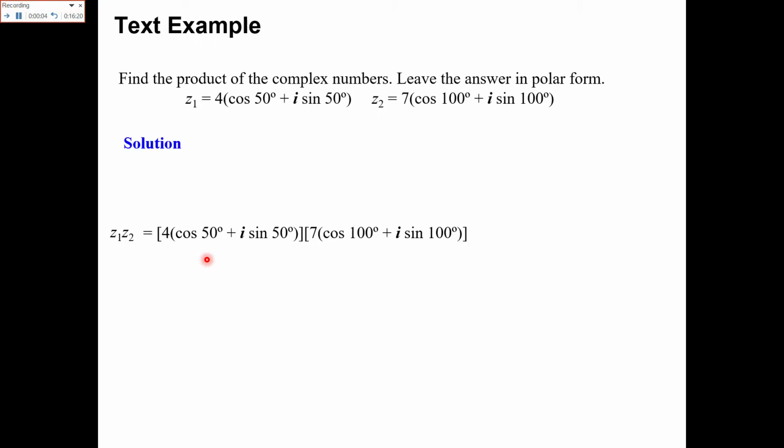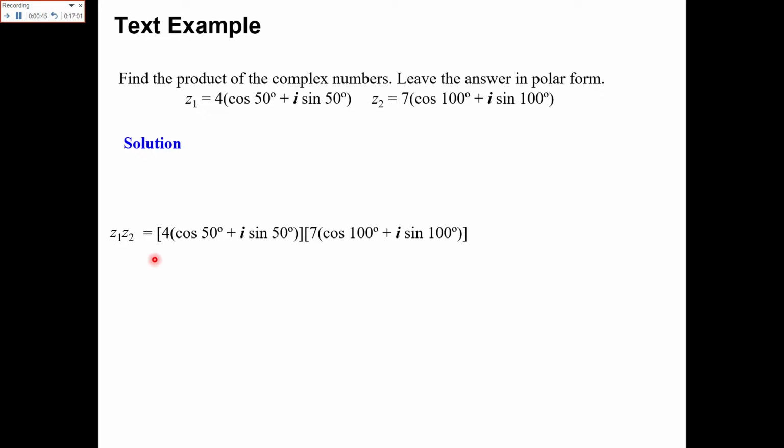Now we have a test example. Find the product of two complex numbers and leave the answer in the polar form. Now the numbers are given. The first number z1 is equal to 4 cos 50 plus iota sin 50. Here for z1, r1 is 4 and theta 1 is 50 degrees. Now the second number z2 is equal to 7 cos 100 plus iota sin 100. For the second number, r2 is equal to 7 and theta 2 is equal to 100.